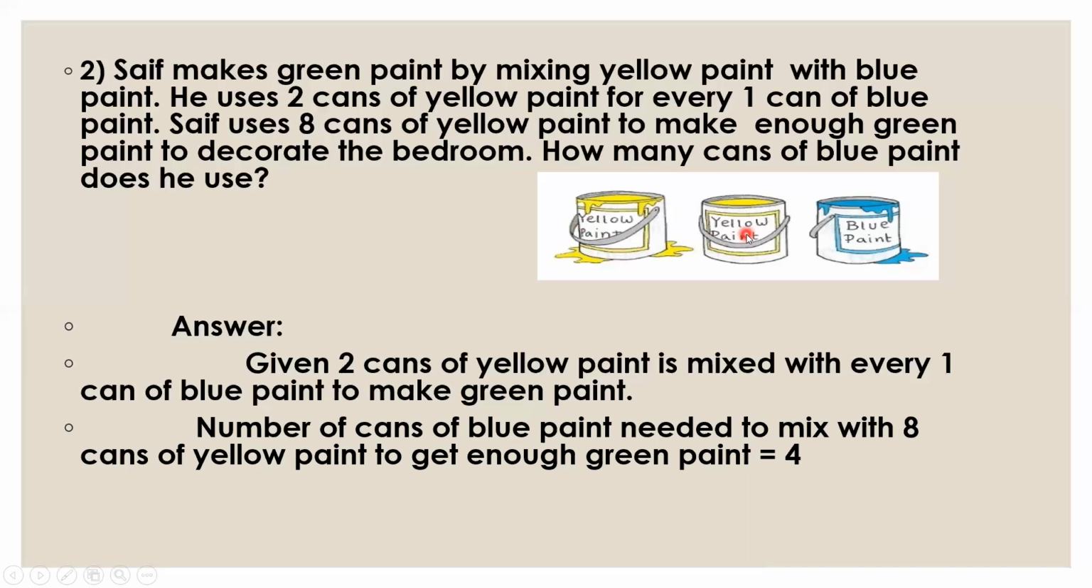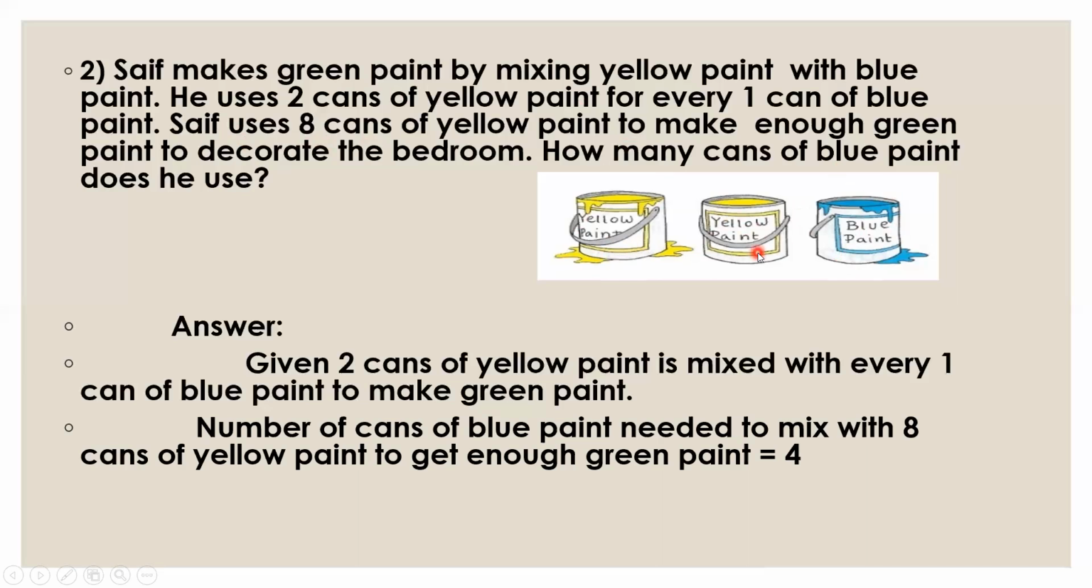See, he took 2 yellow to get a green paint. He mixed with 1 blue paint. So in this question, Saif uses 8 cans. So for 2 cans, 1 blue paint. So 4 cans, it will be another one. So that is 2 blue paints.